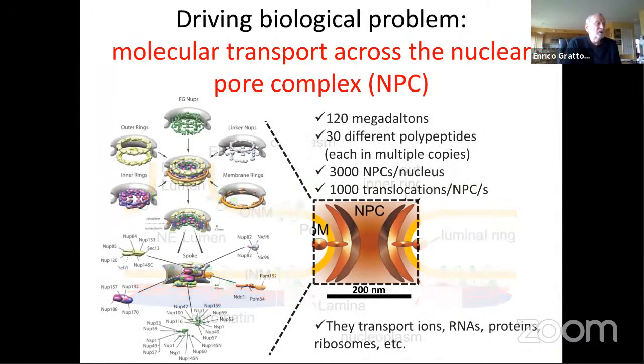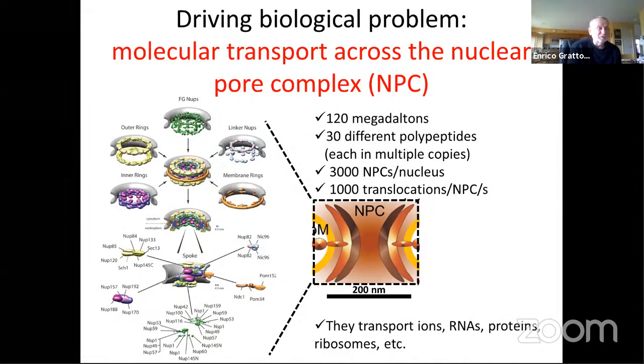Okay, so first of all, how is the nuclear pore complex made? Well, we know most of the proteins. There are 30 different polypeptides, so proteins, each in multiple copies. And actually, it's an octameric structure, so there are 8 subunits of those many complexes which are acting all together.